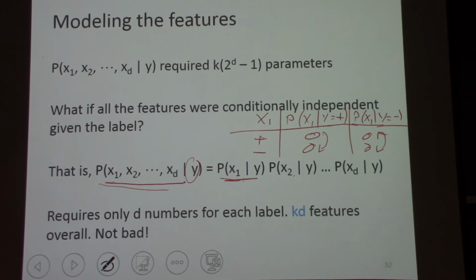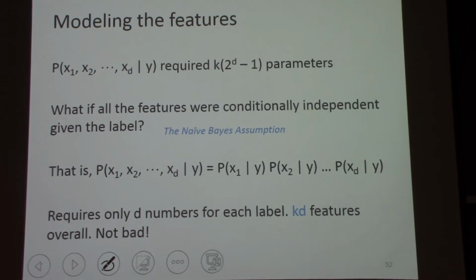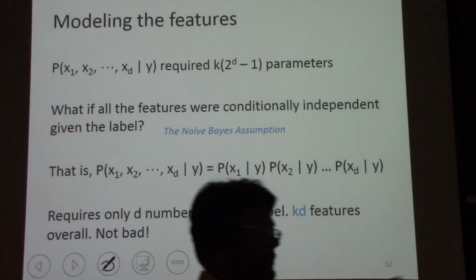Questions? Just to give names to these things, this assumption is called the naive Bayes assumption. It's Bayes because it's a probabilistic model. It's naive because it makes this incredibly strong assumption. So, are there questions about this? Yes.